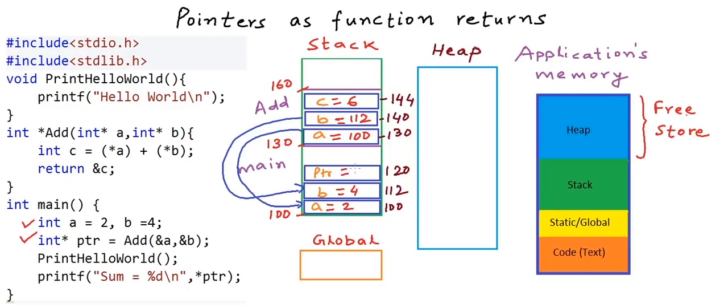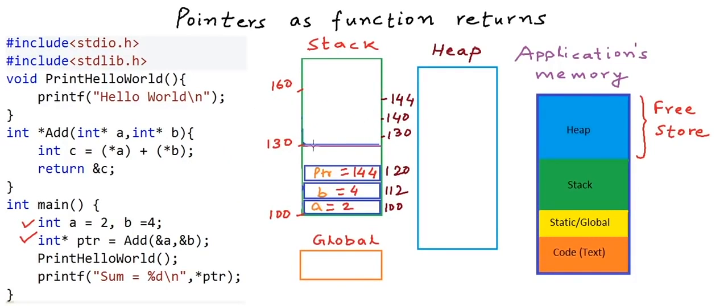So this ptr will be 144, and now the memory that is allocated to the add function will be deallocated. Now this memory above address 130 can be used for other function calls, and even though the pointer ptr stores the address 144, the address of this particular block, it kind of points to this particular block. The data here is not guaranteed because this memory has been deallocated.